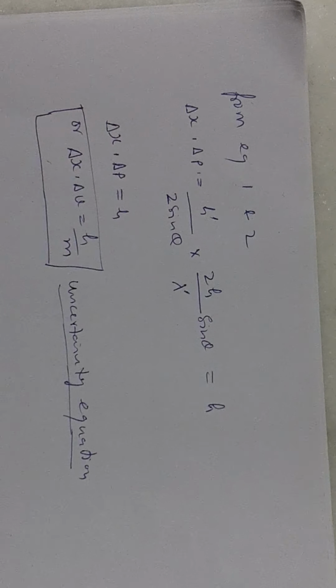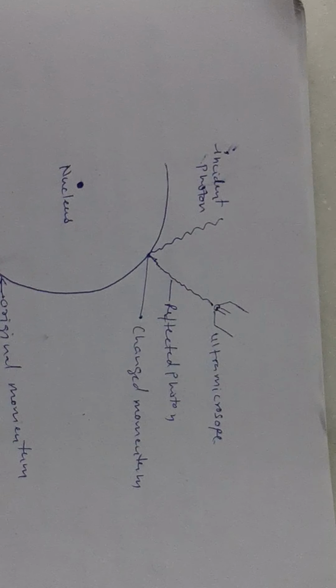So this is all about the Heisenberg uncertainty principle and the Heisenberg uncertainty equation. The next will be the probability concept.